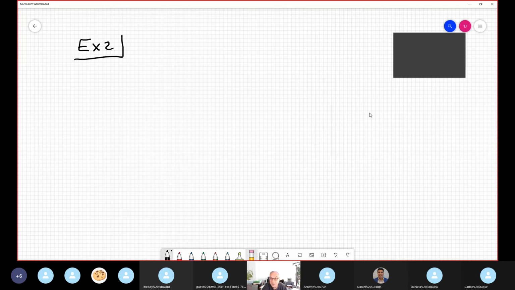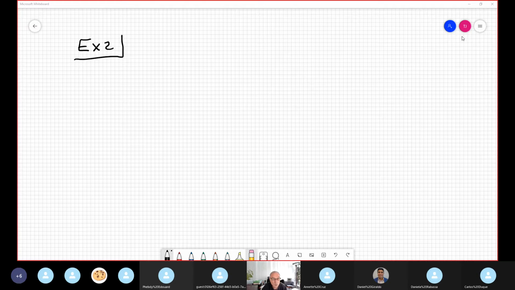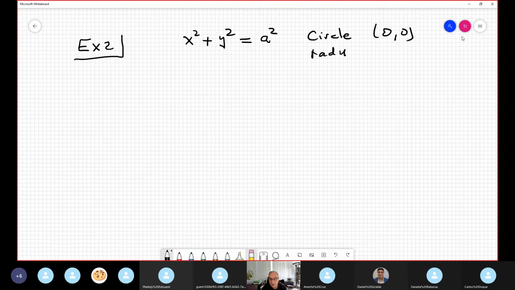And example 2, I want to use this equation, x squared plus y squared equal a squared, and a is a radius. This is a circle, right? The center is located at the point 0,0, and the radius is a. And the parameterization of this curve maybe is something like that. You define cosine t and you define sine t.